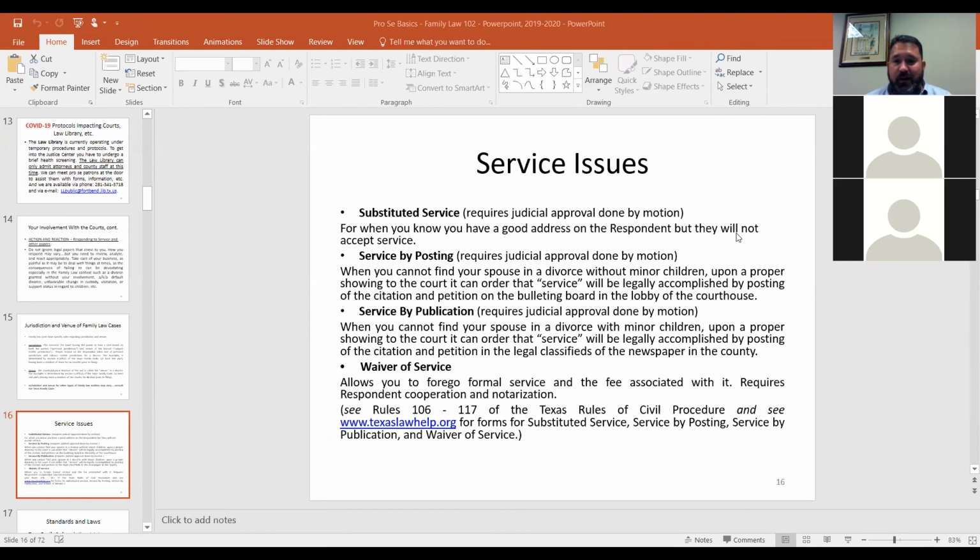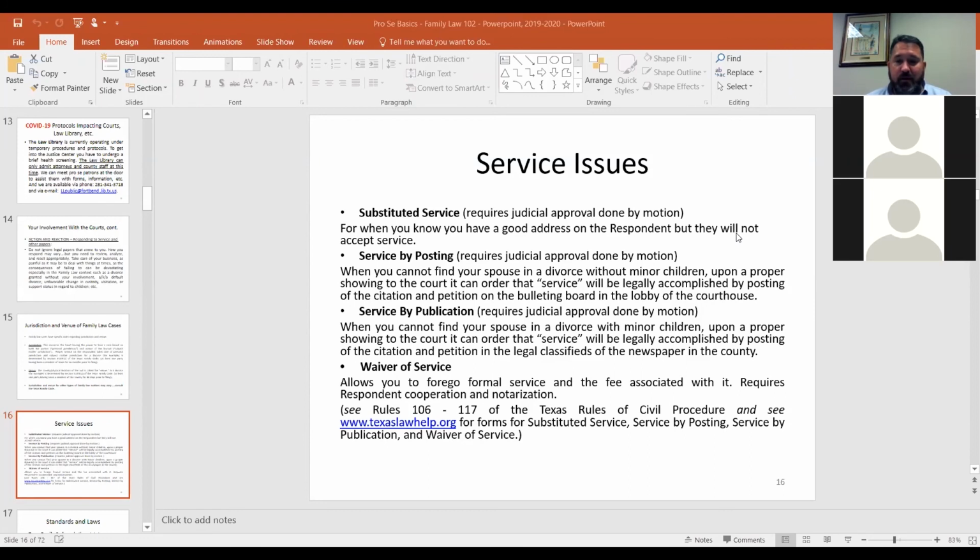But the courts recognize, and the state of Texas recognizes, that sometimes people are hard to find. Maybe they don't want to be found. Maybe you don't know where they live anymore. It's not going to keep you from getting divorced, let's say, but you're going to have to go through additional steps to do so.